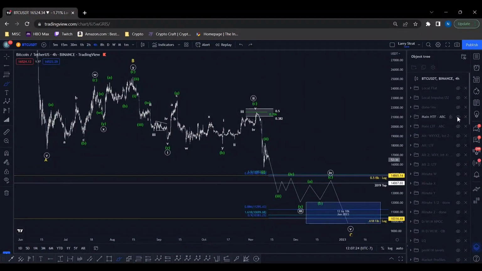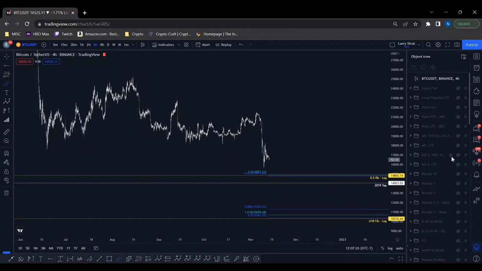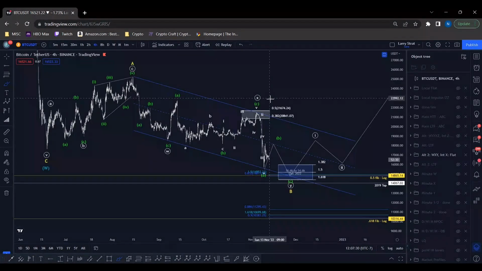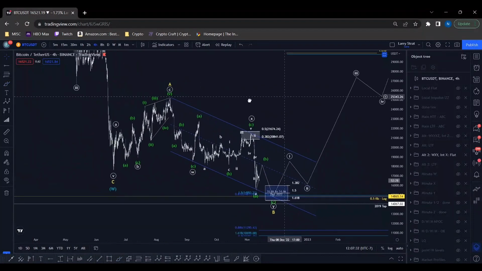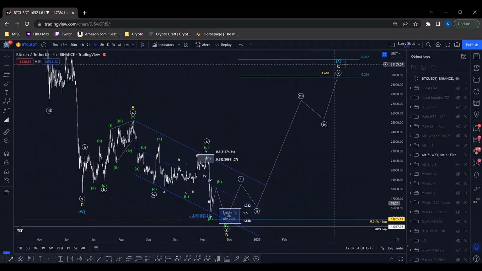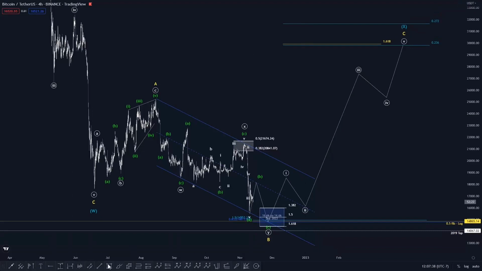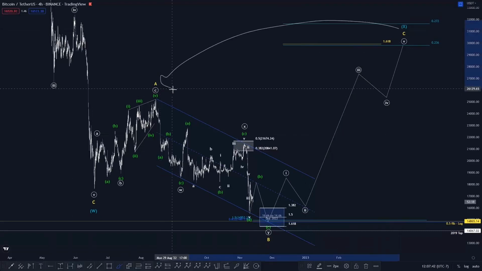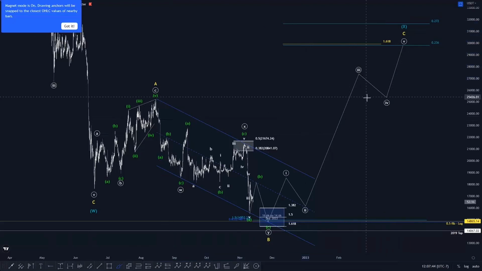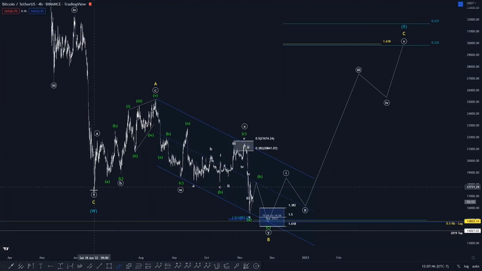But we also have a second alternative here that we can take a look at. The second alternative is still saying that we have not completed this X wave right here. In our first alternative, the X has finished right here. With this count, we're saying this is still a flat, that this right here is still a flat structure.